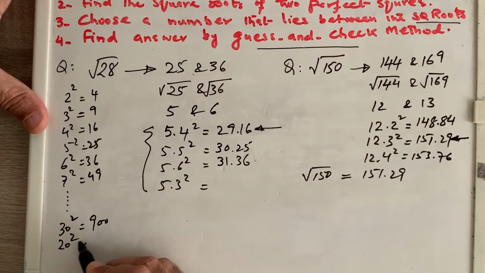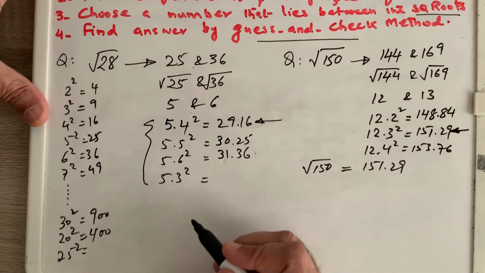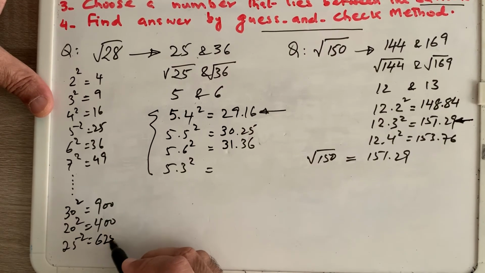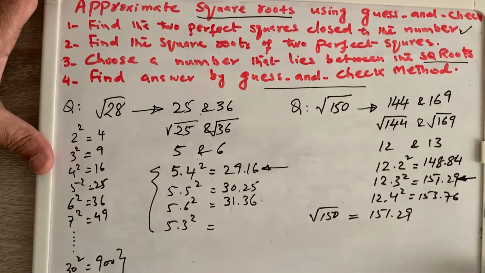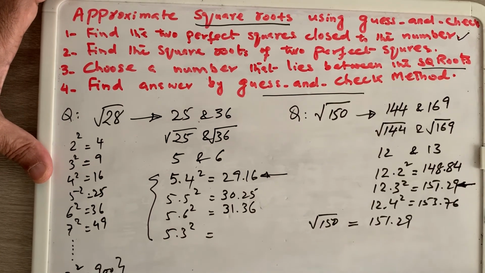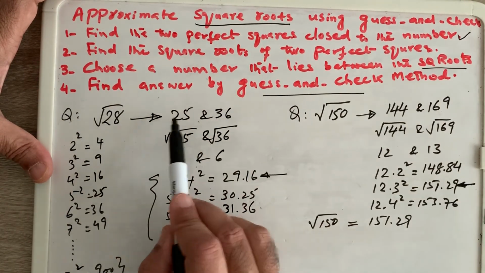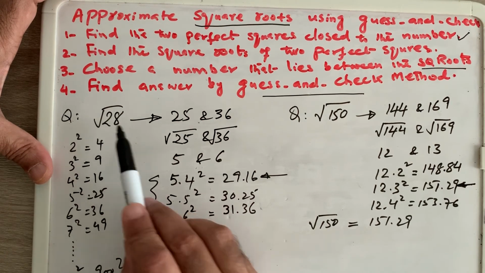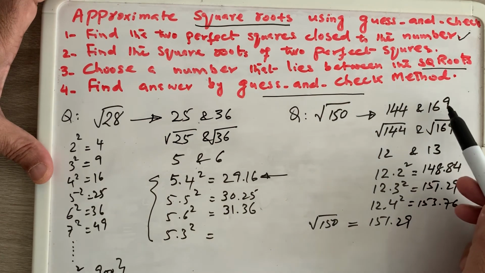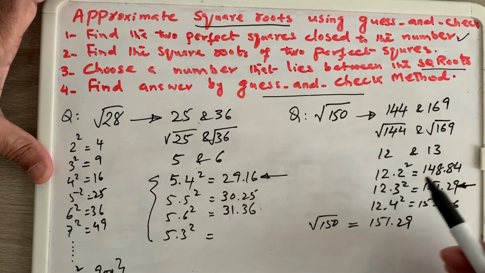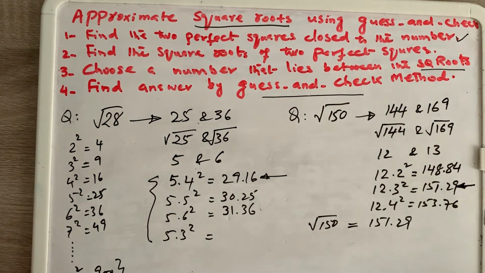Okay, let's see. 20 square. What is 20 square? 400. Right? So 25 square we did last time, right? What is 25 square? 625. So you need to remember all those perfect squares so that you can approximate the square roots using the guess and check method. First you have to find out two numbers. So you know 28 is close to 25 and 36. 150 is close to 144 and 169. And then you take the root and then you approximate your answer. With the guess and check method, you get the right answer.